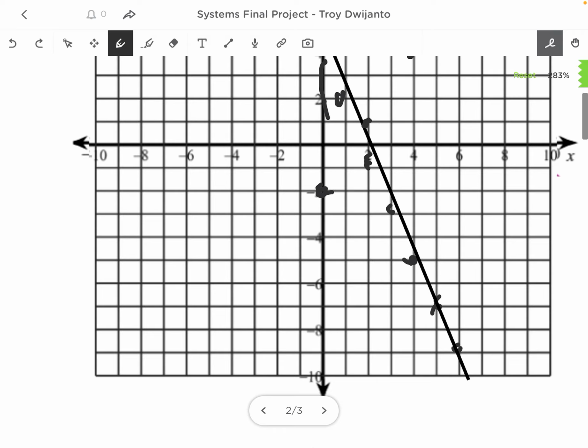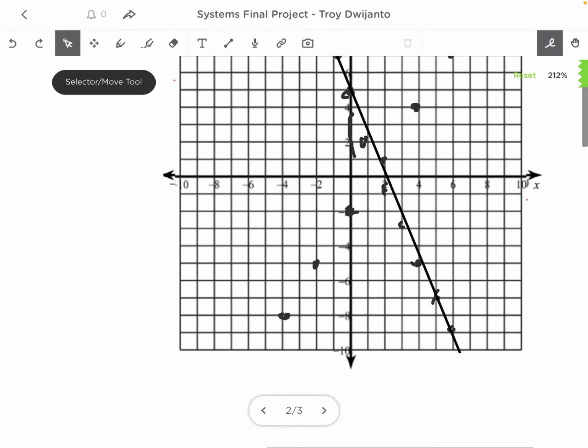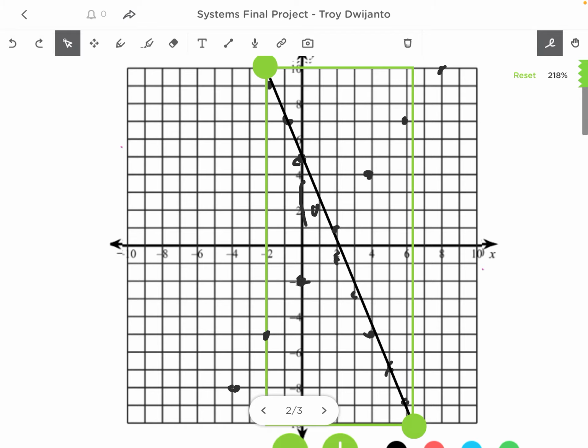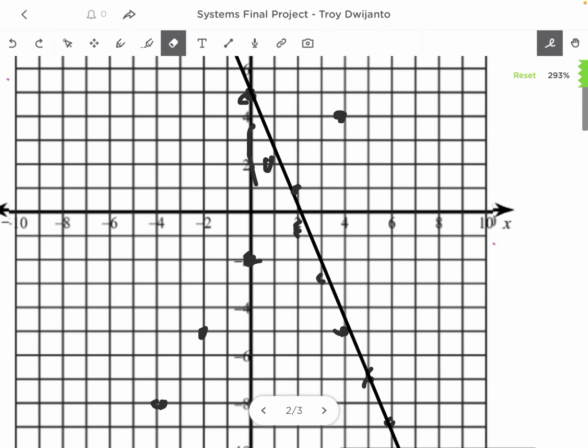Repeat: 1, 2, 3, 1, 2. Let me fix this line. This doesn't look good, looks pretty bad actually. Look at this, this point is wrong.